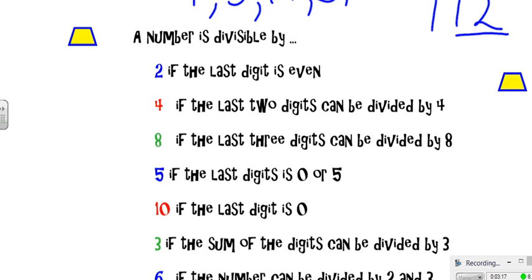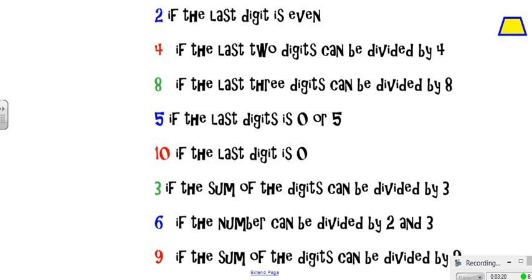From here, we move on and see, oh yeah, we're not done. Lots of them. Number 8: the last 3 digits can be divided by 8. This is where we're getting to really big numbers and wondering if they're divisible by 8. And this is where this rule comes in. It can help us to determine numbers a little bit simpler as we're dealing with really big numbers.